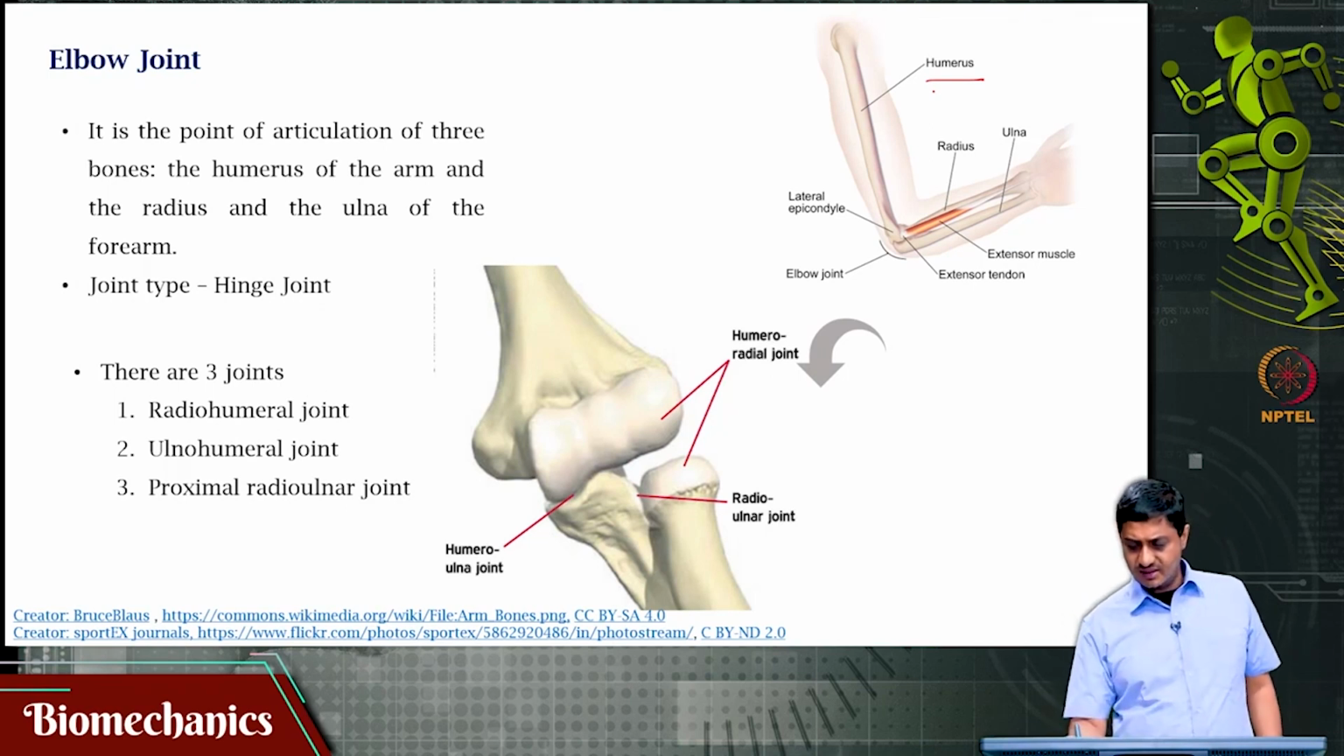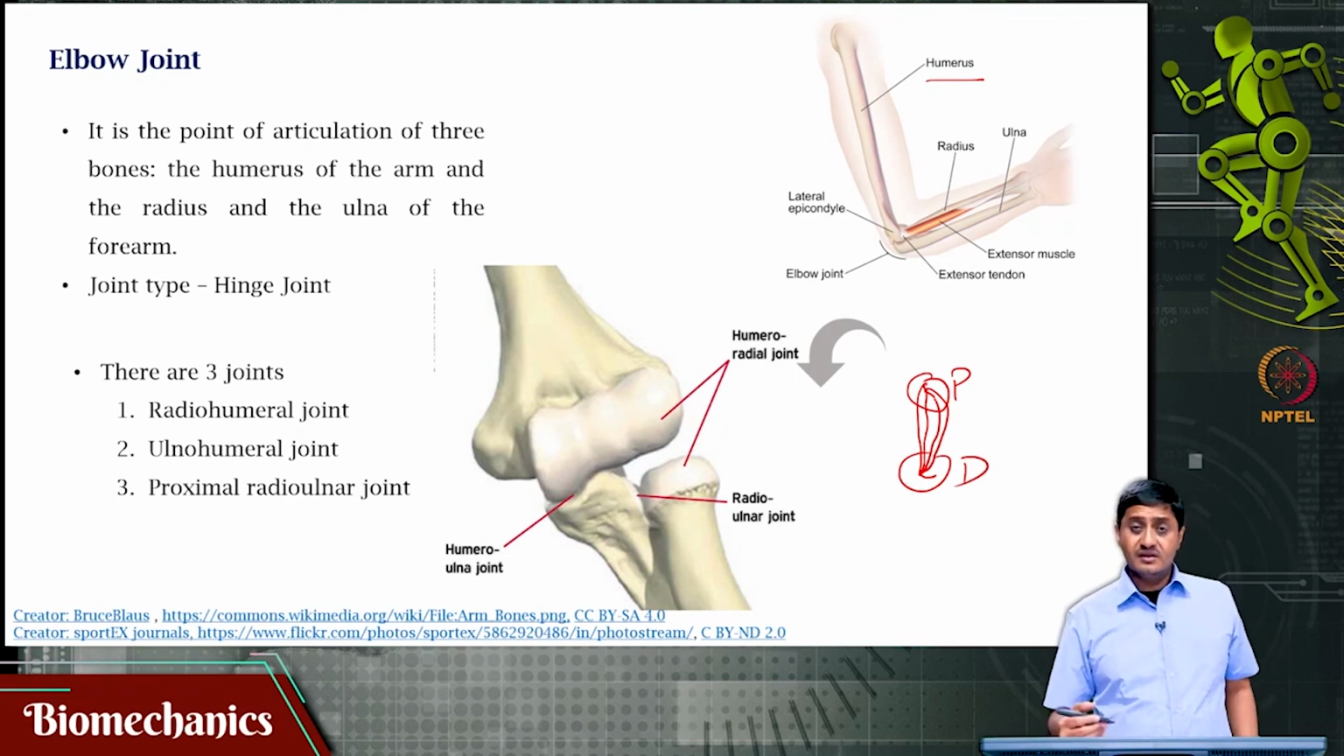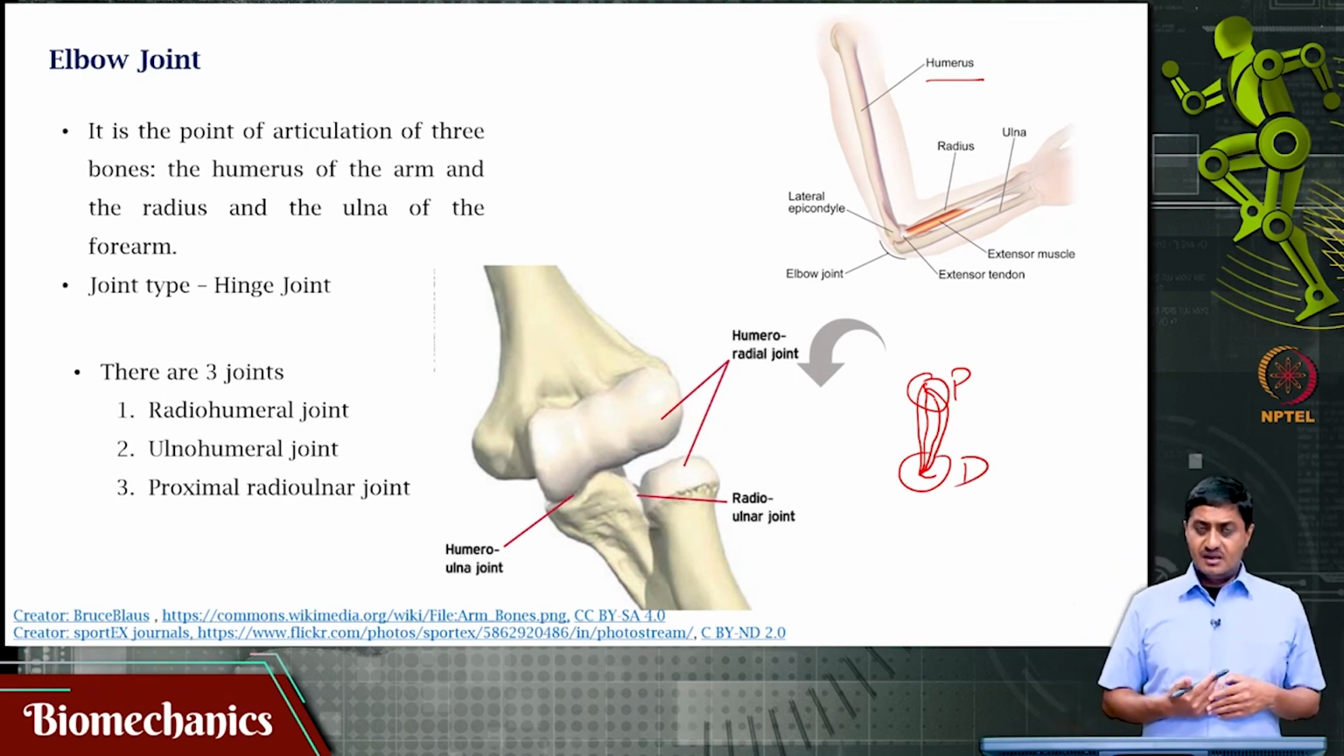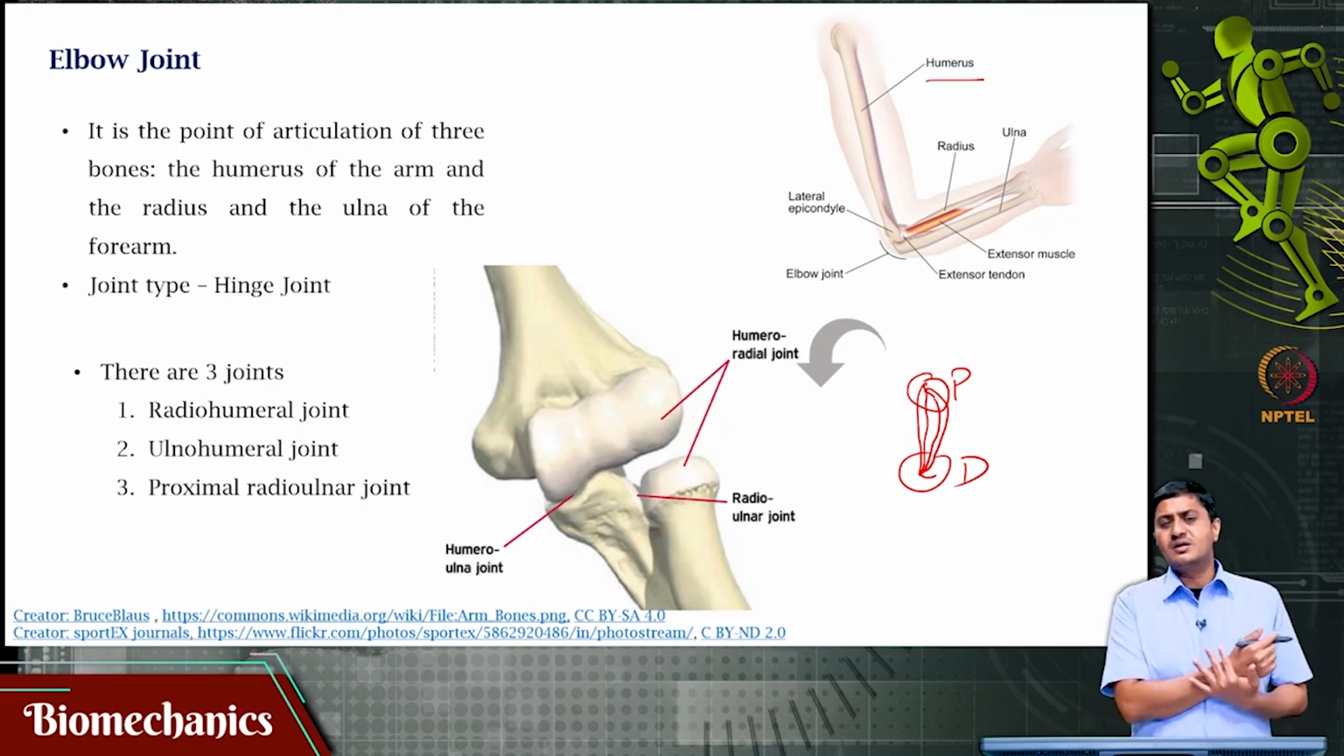Remember, radius and ulna are like this. This is say the radius and there is one more bone, this is the ulna. So, there are two joints, proximal and distal. The radio-ulnar joint on the proximal side appears near the elbow. The one that is on the distal side appears near the wrist.